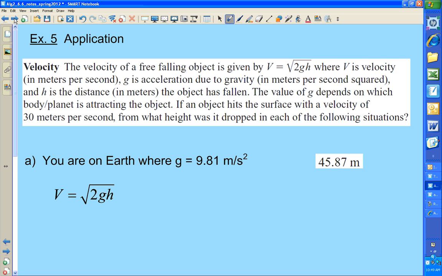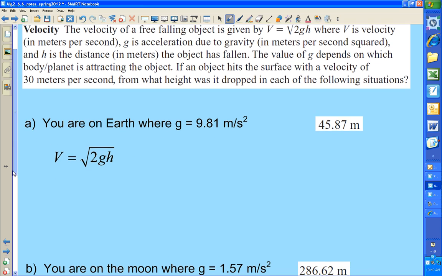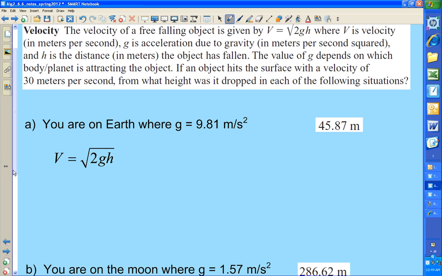What should I put in for velocity for this problem? 30. So we're going to start with 30 for the velocity equals the square root of 2. What's gravity? 9.81. We're here on Earth. And h is what you're looking for. In other words, how far up were you? Where did they drop you from that made you have a velocity of 30 meters per second? How do we solve this?